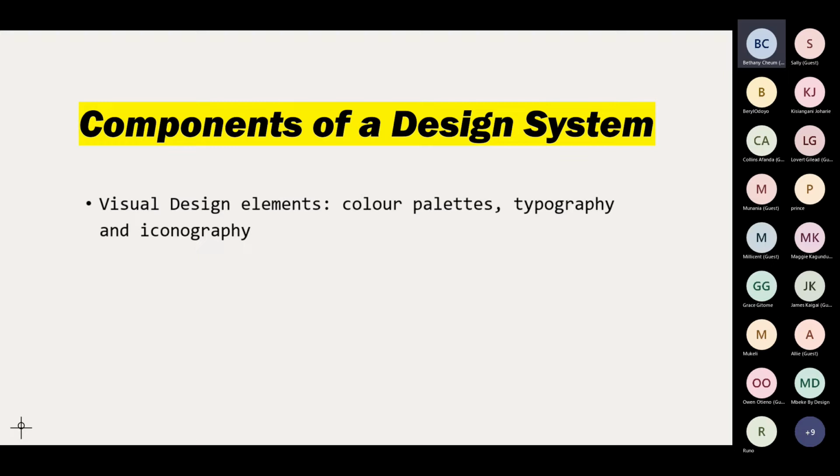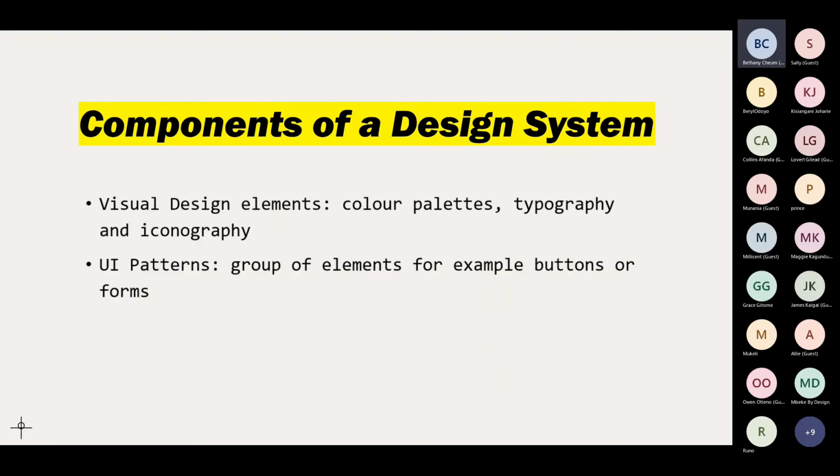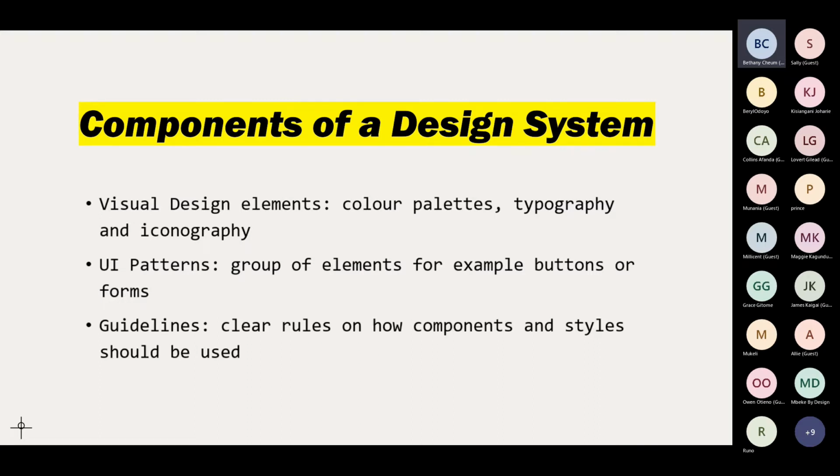Some of the components of a design system include the visual design elements. Visuals are normally the colors, typography, iconography, and everything you see that makes up a design. And then we have UI patterns. UI patterns are a collection of these things. So for example, a button contains a bit of colors, a bit of typography, and something like a form also contains the same thing and might also include a bit of iconography. And lastly, it contains the guidelines. So, how are you supposed to use this design? Who's updating this, and so on.